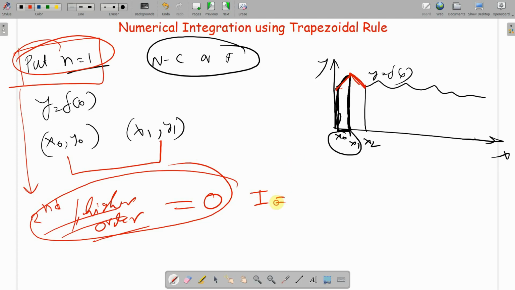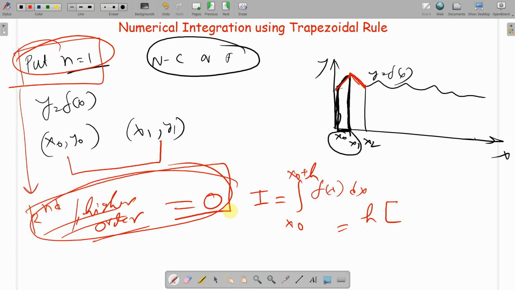I equals to the integral from x0 to x0 plus h of f(x) dx, where h you can write, put n equals to 1 there. We'll be putting n equals to 1, and second and higher order terms will be 0. So if I calculate x0 plus h, what does x0 plus h mean? Tell me, what do you understand by x0 plus h? What is x0 plus h?